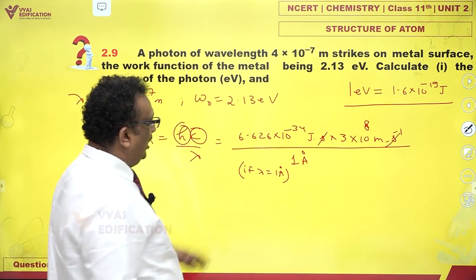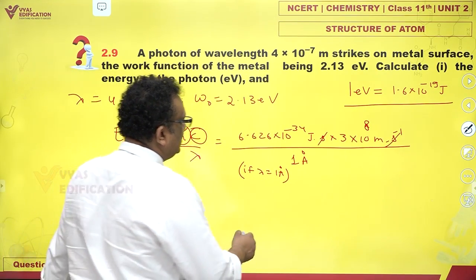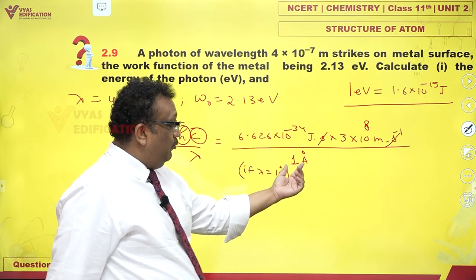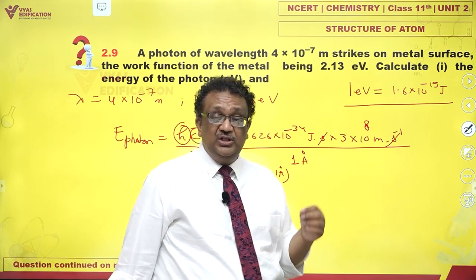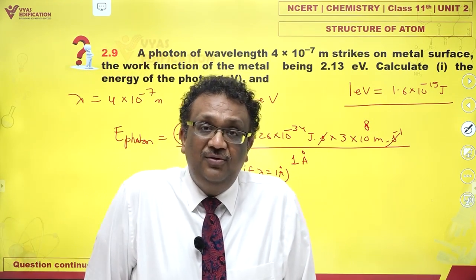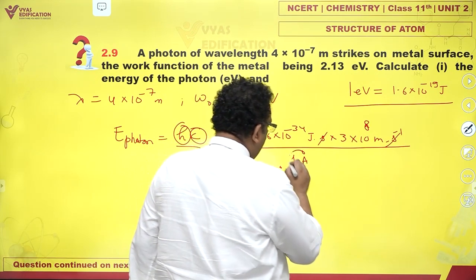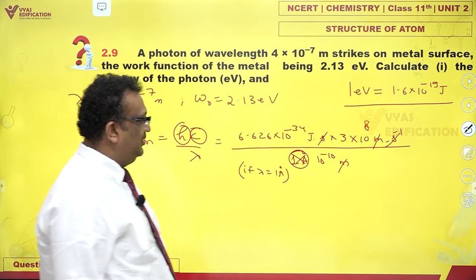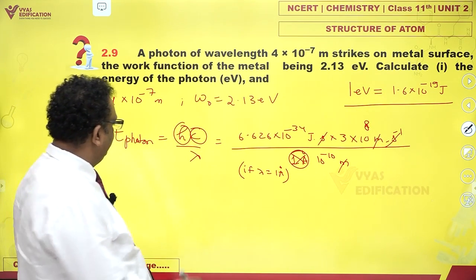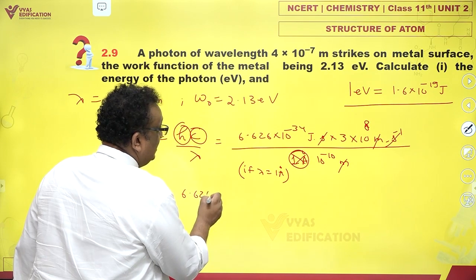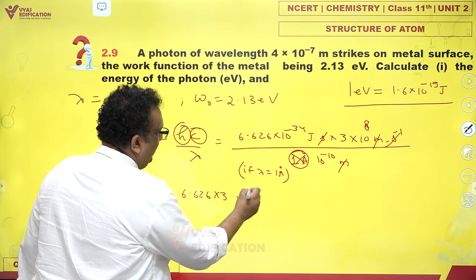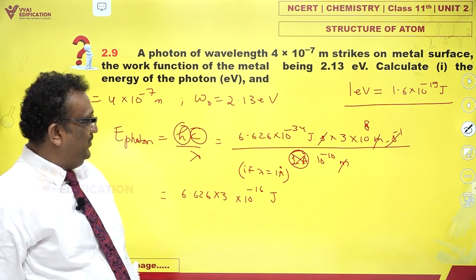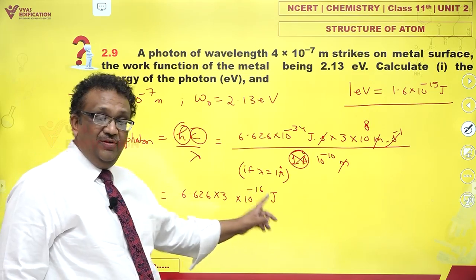So I'll get some number as the energy of the photon. How much is this going to be? What I'm supposed to substitute is not in terms of angstrom units but in terms of meters. So 1 angstrom unit would mean 10 raised to minus 10 meters. Meters simply get cancelled here. This is what I get: 6.626 into 3 into 10 raised to minus 16 joules. Now, this is the energy of 1 photon.